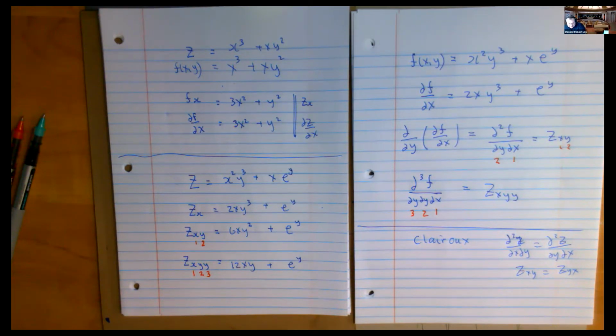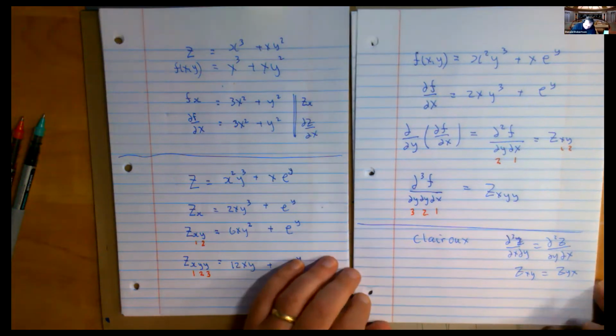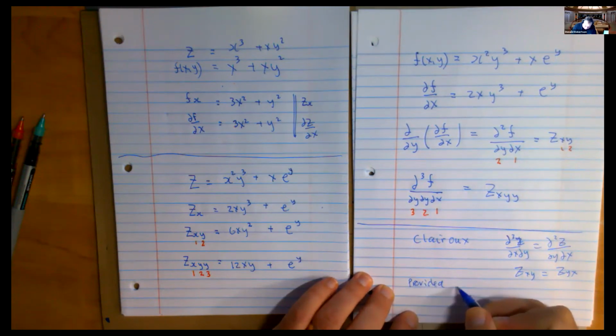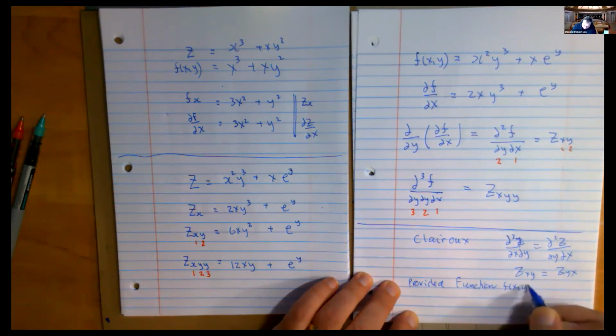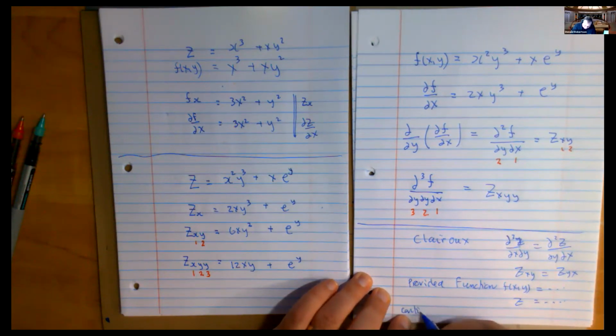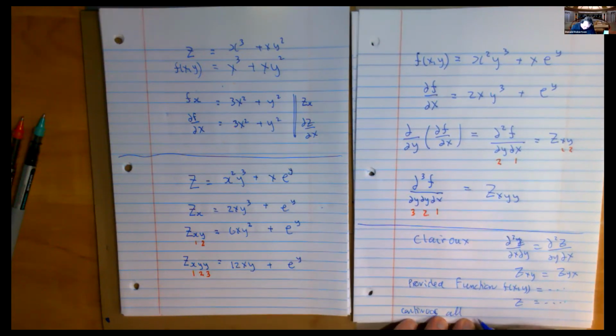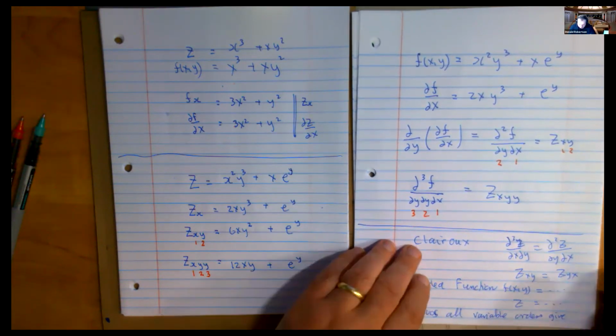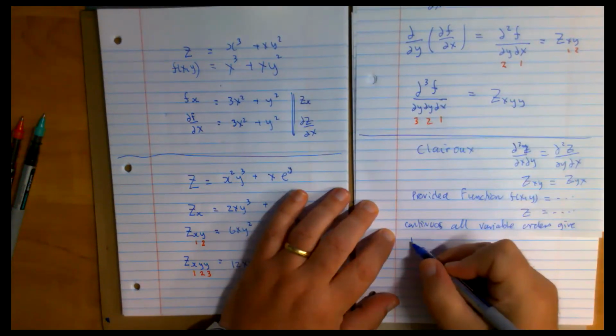That's what Clairaut said. He also says the following, which is really cool. Provided the function, and it could be written that way, or the equivalent that way, provided it's continuous, all variable orders give the same result.